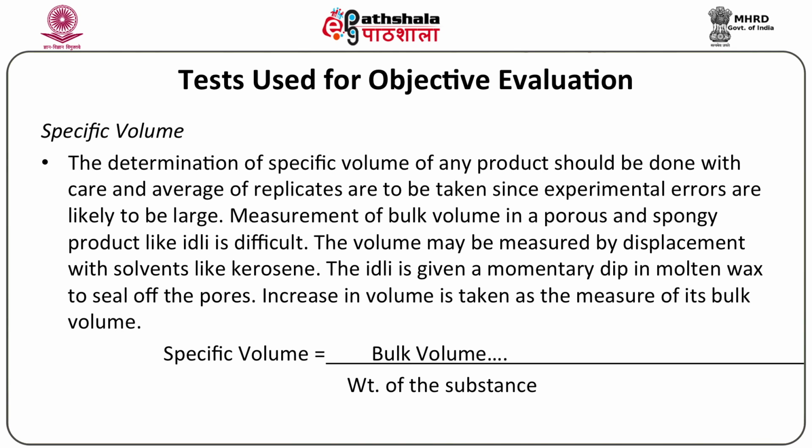Specific volume. The determination of specific volume of any product should be done with care. An average of replicates is to be taken since experimental errors could occur. Measurement of bulk volume in a porous and spongy product like idli is difficult. The volume may be measured by displacement with solvents like kerosene. The idli is given a momentary dip in molten wax to seal off the pores. Increase in the volume is taken as a measure of the bulk volume.